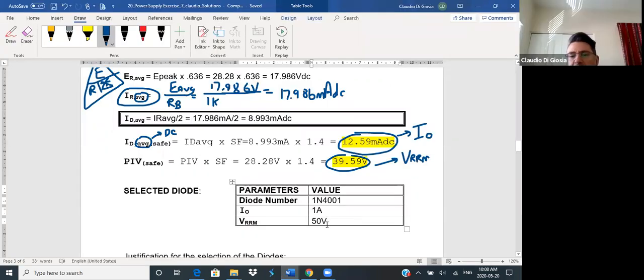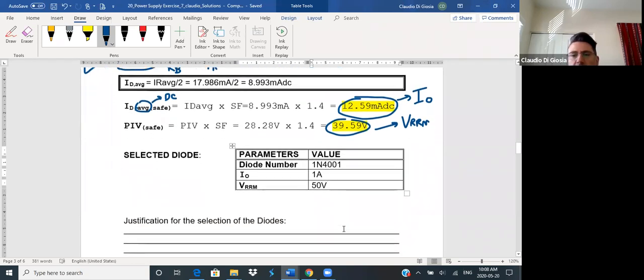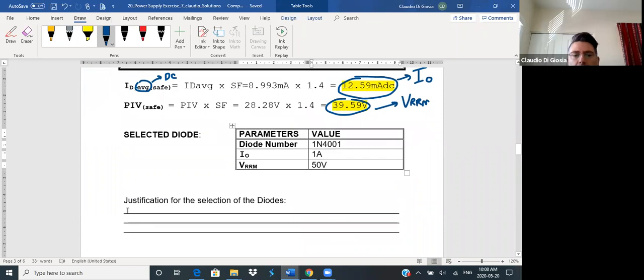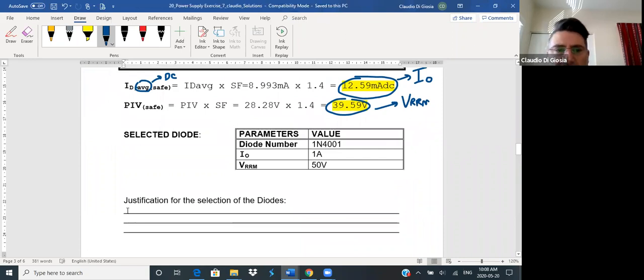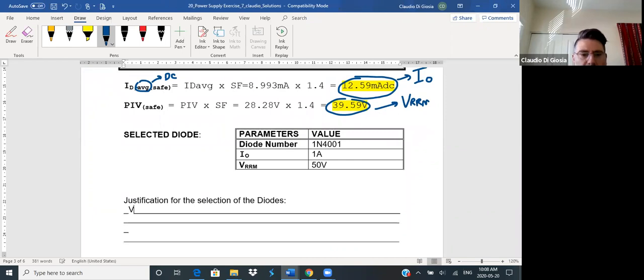So here you put in the specs of the selected diode. 1 amp, 50 volts. Now at the bottom here, there are two things we have to justify. We have to justify our choice based on the current and the voltage calculations versus the spec sheet. So we can start with volts.